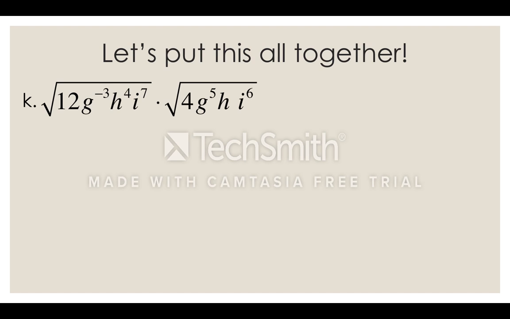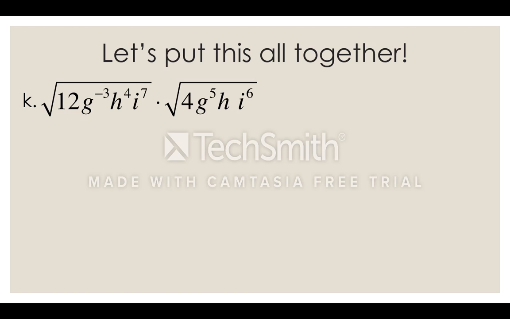All right, just a couple more. Now we have square root of 12 g to the negative 3, h to the fourth, i to the seventh, times the square root of 4g to the fifth, h i to the sixth. So before we do any simplification, let's go ahead and multiply those square roots together. So we're going to multiply all the coefficients and variables and put it all under one square root.